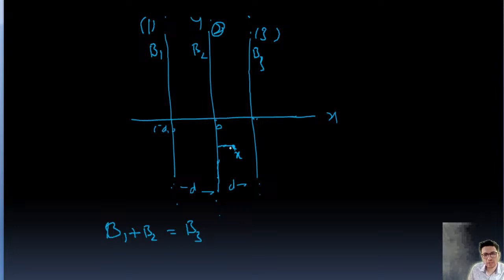Now suppose this point p is at x distance. At this point the magnetic field is 0, the effective total net magnetic field is 0.